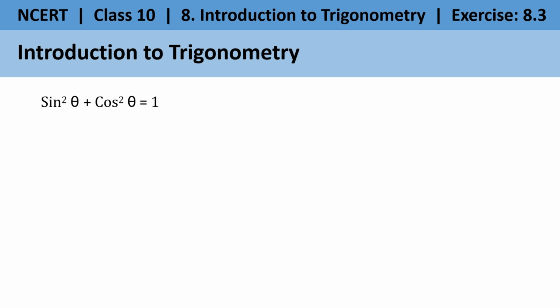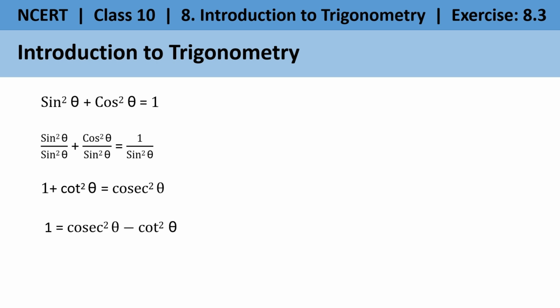Now, let us see few more trigonometric formulas. Sin square theta plus cos square theta is equal to 1. Let us divide this equation by sin square theta. 1 plus cot square theta is equal to cosecant square theta. 1 is equal to cosecant square theta minus cot square theta. Cot square theta is equal to cosecant square theta minus 1.